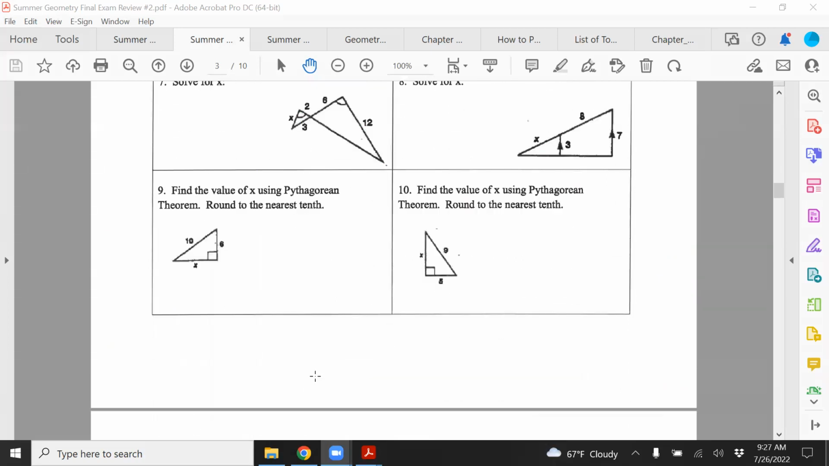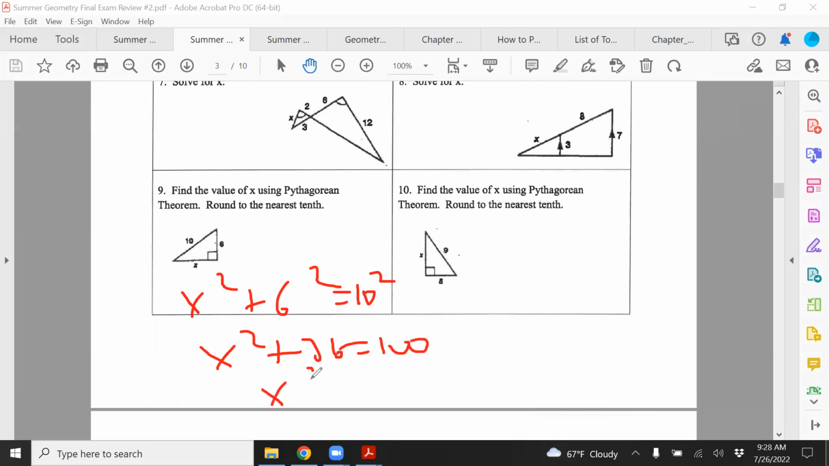Pythagorean theorem, you will see. That should be actually kind of a gimme. X squared plus 6 squared equals 10 squared. I think you guys can figure that out, but not that hard. X squared plus 36 equals 100. X squared is 64. X is 8. Not that hard.